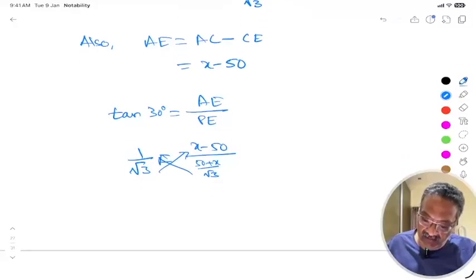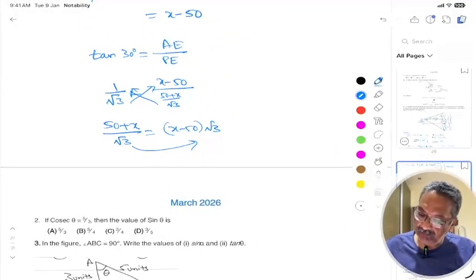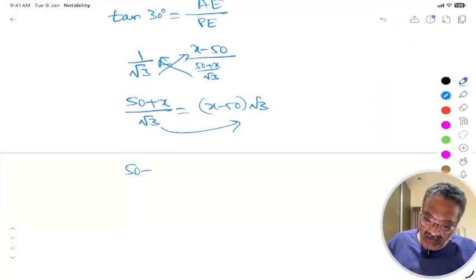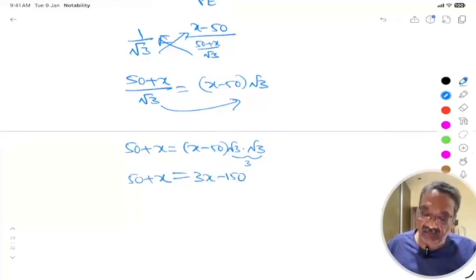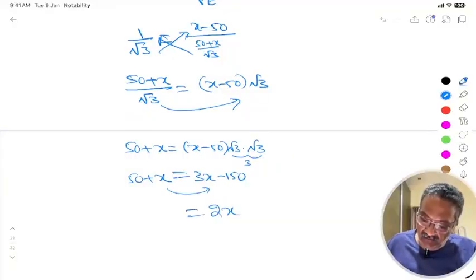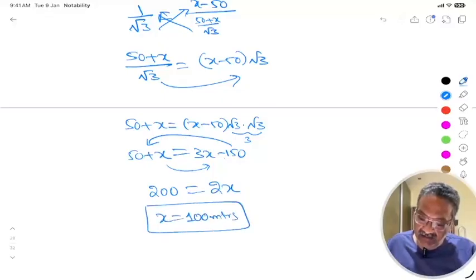So 1 by root 3 is equal to AE, which is x minus 50, divided by PE, which is 50 plus x divided by root 3. I will cross multiply. I get 50 plus x by root 3 is equal to x minus 50 into root 3. I will take this root 3 this side. So 50 plus x is equal to x minus 50 into root 3 into root 3. Root 3 into root 3 becomes 3. So 3x minus 150 is equal to 50 plus x. The x on this side, subtracting gives 2x. This comes this side, it becomes 200. 150 plus, the minus becomes plus. So x is equal to 100 meters. So I got x as 100 meters.